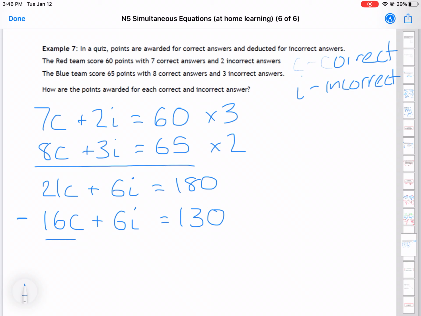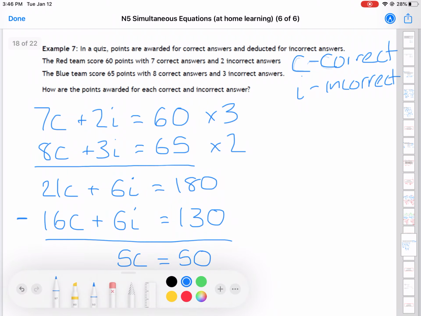I need to subtract them because the numbers that are the same, the 6i's, have the same sign. I need to subtract them. 21 take away the 16, giving me 5c's. 180 take away 130, giving me 50. So c is equal to 10. This one may not be in a calculator paper, in fact, just because the numbers are relatively easy to work with.